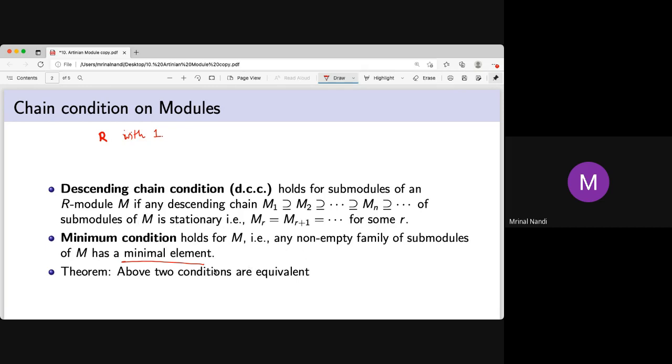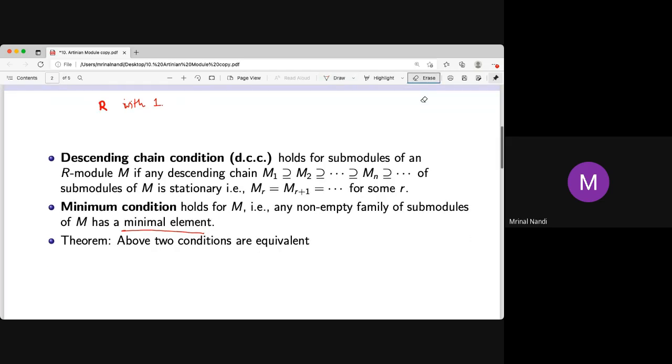So now the theorem is that these two conditions are equivalent. Surprisingly, these two conditions are equivalent, though the second condition is slightly more general. So what is the proof? First we prove 1 implies 2. We assume the descending chain condition holds, and we have to prove that the minimal condition also holds. Now consider any family.